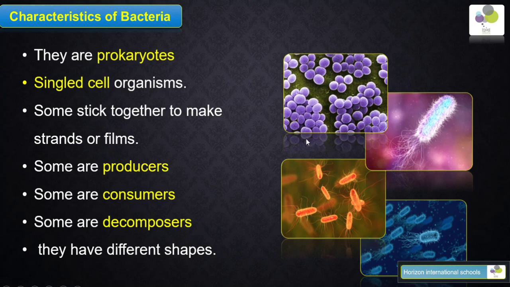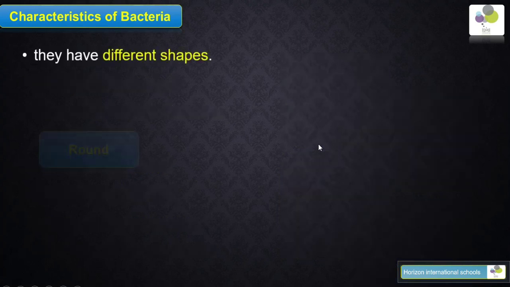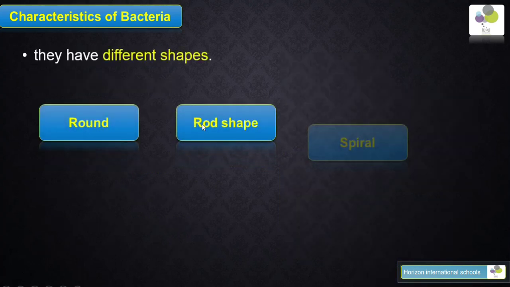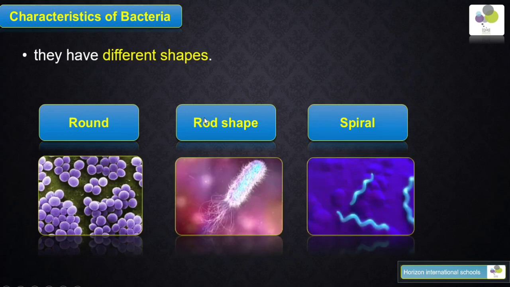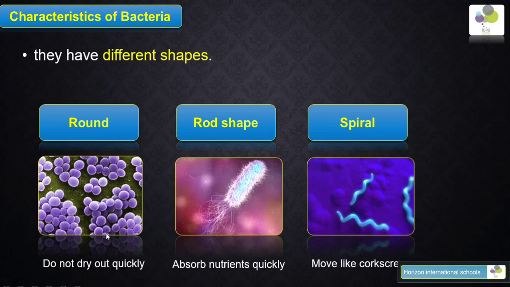And the bacteria, guys, have different shapes. You can find them in mainly three shapes. Maybe you can find them as round shape or rod shape or spiral shape. And each shape, guys, has an advantage. For example, the round shape does not dry out quickly. Okay, so it keeps the water inside for a long time. And the rod shape can absorb nutrients quickly, and the spiral shape can move like a corkscrew.